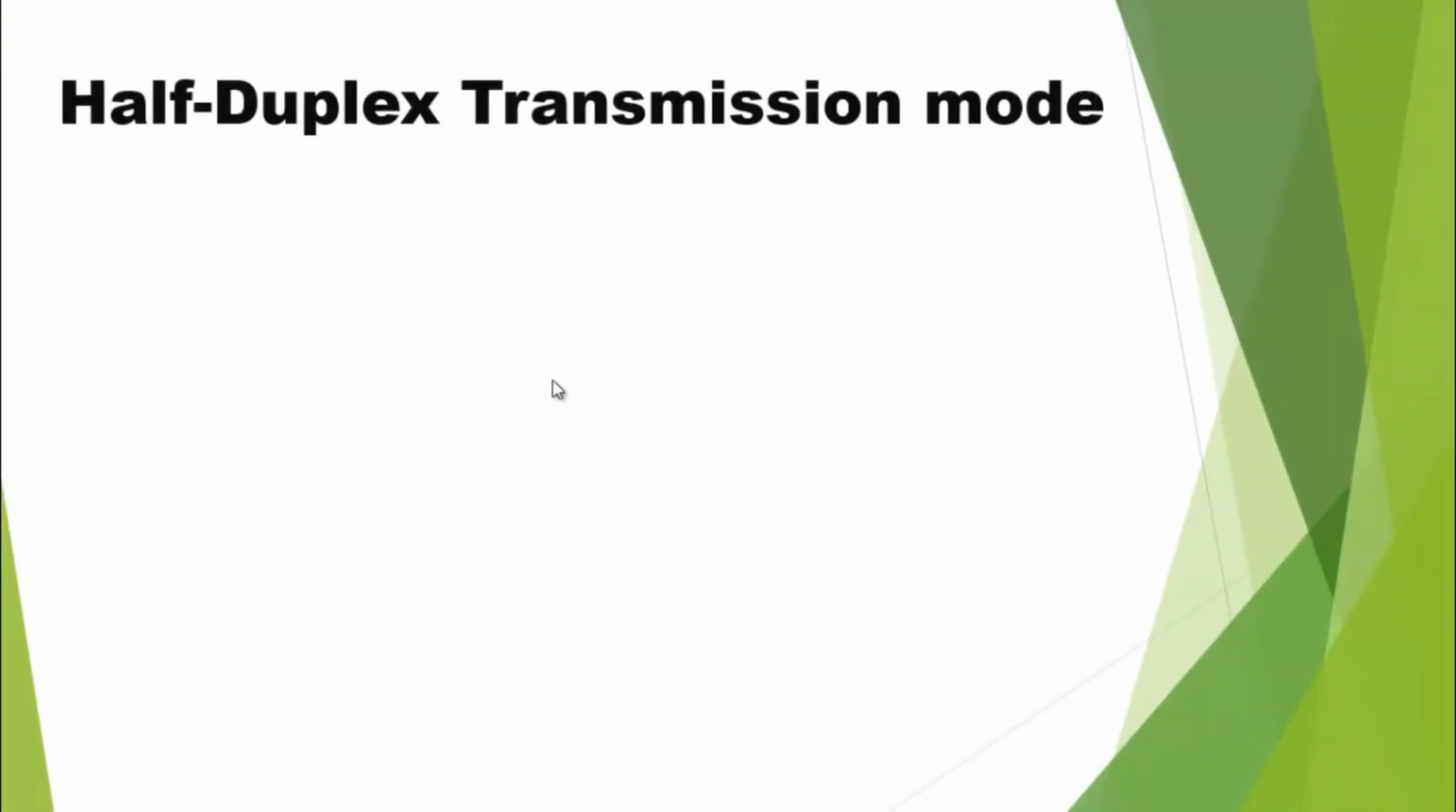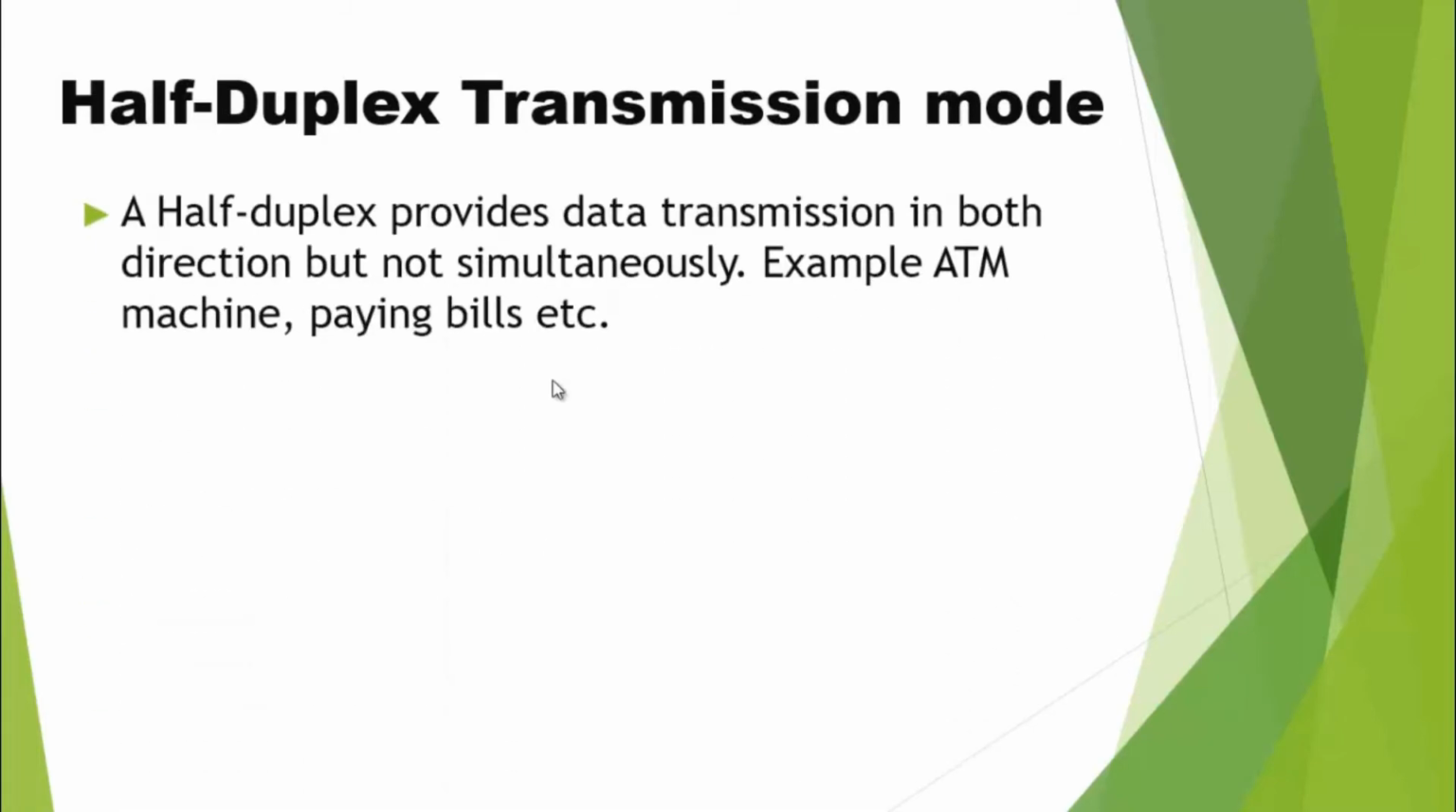Next we have half duplex transmission mode. In this transmission mode, the data is transmitted in both directions but not simultaneously. Example, a simple ATM machine. Whenever you want to make a transaction from an ATM machine, first of all you have to enter your card, then enter a command, and then you wait for your transaction from the ATM. So that is from both sides but not simultaneously. The ATM will respond after a few seconds.